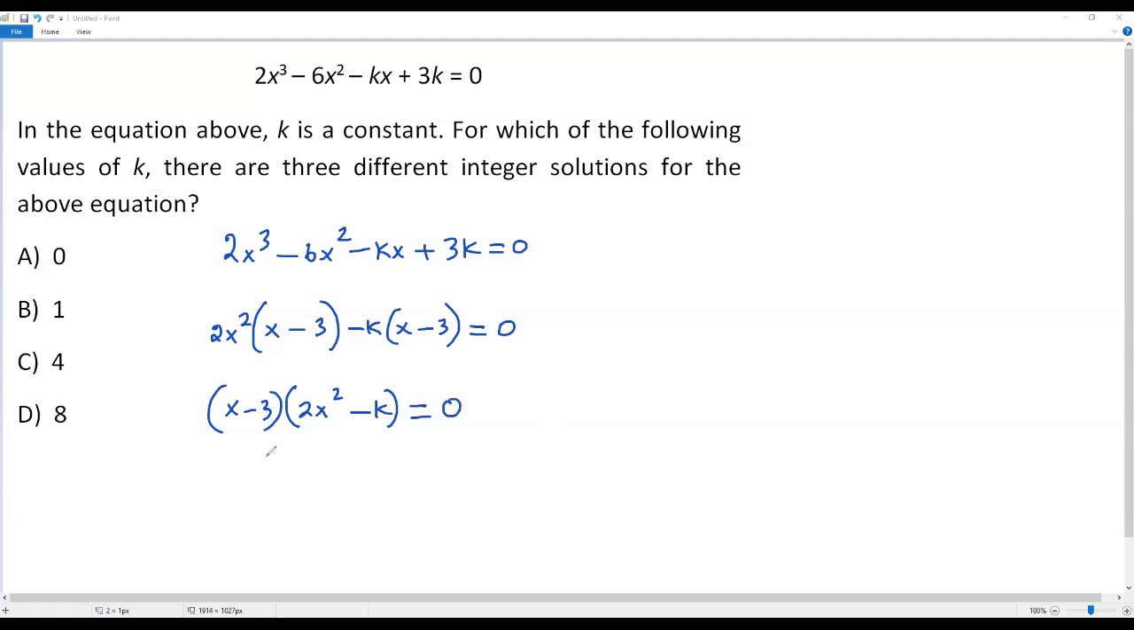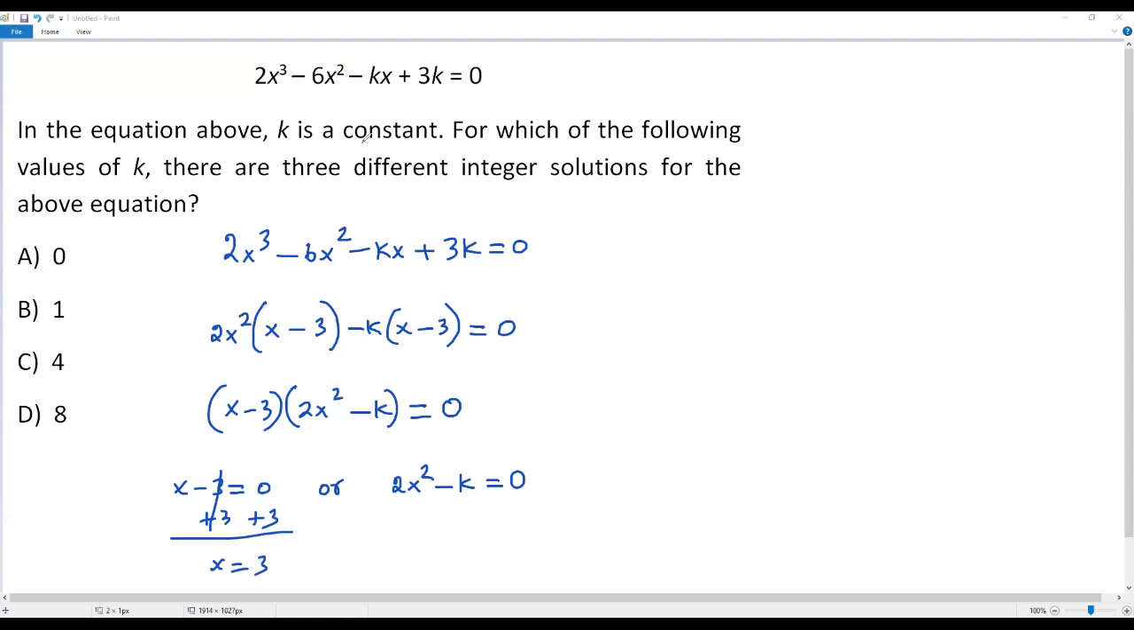Okay, here the product of two quantities equals 0. Whenever the product of two quantities equals 0, the first one may be 0, or the second one may be 0, or both of them may be 0. So that is, x minus 3 may be 0, or the second one, 2x squared minus k, equals 0. If I solve for x in the first one, I get x equals 3. That is, we have to add 3 to both sides to solve for x. Negative 3 plus 3 will cancel. I get x equals 3.